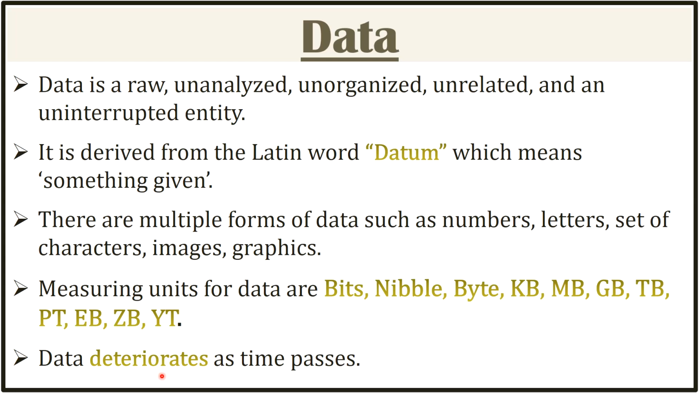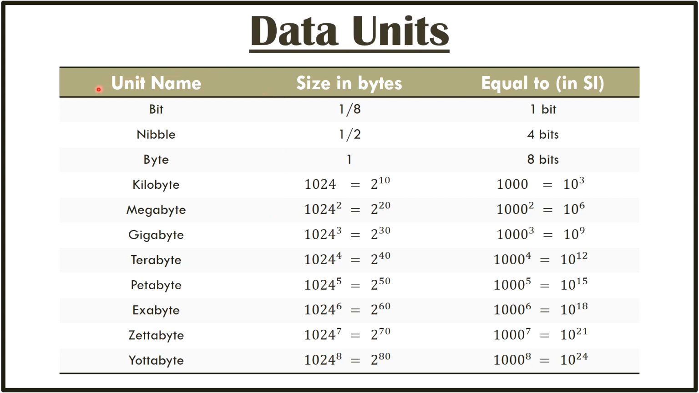Everything has a specific lifetime. For example, the data concerning a traditional technology will become less valuable when it is replaced by a new technology. So, data deteriorates as time passes. The following chart shows the various units of data and their conversion. These are the various units, the size of the units in bytes, and this is the decimal equivalent of the units.